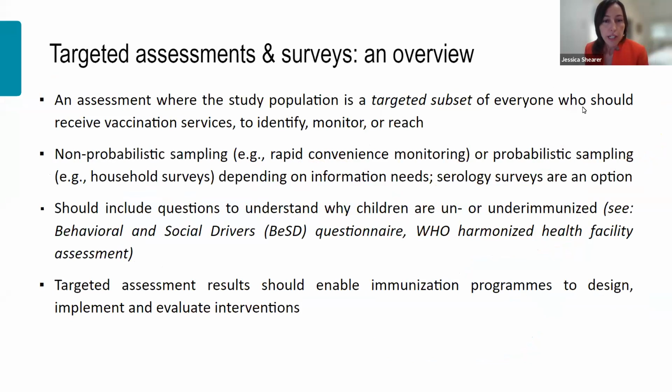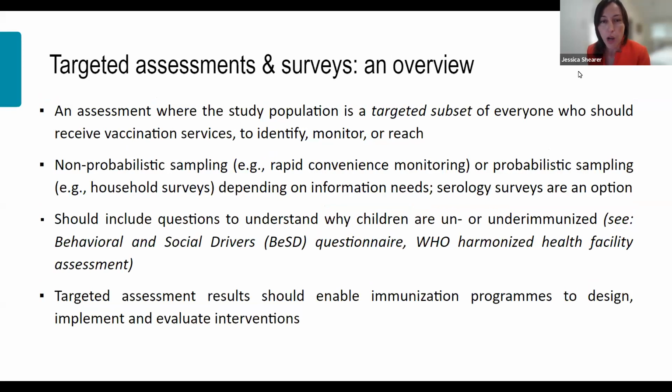So what are targeted assessments and surveys? These are assessments where the study population is a targeted subset of everyone who should receive vaccination services, and used to identify, monitor, and reach these populations. We know that most zero-dose children live in a few different settings, so conflict settings, urban areas, other settings where they tend to be a subset of a larger population, and we don't necessarily have the information in that specific context or for a specific subpopulation that we need to design and tailor services.